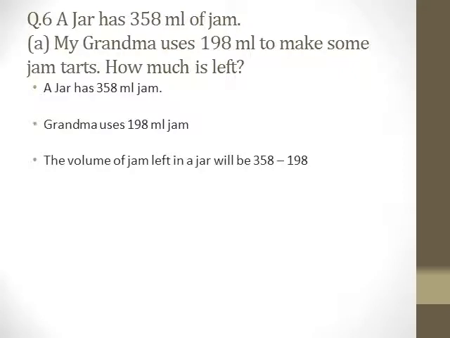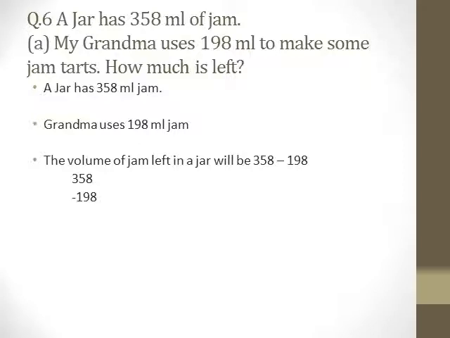The volume of jam left in the jar will be 358 minus 198. Why do I write 358 first? Because the total jam in the jar is 358 and what was used is 198, right? Then I did a subtraction for you here. First I write 358, then the second number, what should I write here? It's 198, and I go for subtraction.